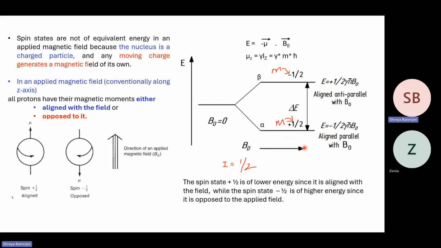And this will be in the same direction as the applied magnetic field. And for the other energy level, where m is minus half, this minus sign and this minus sign will cancel out, and the net energy will become half gamma h bar B0, which is the higher energy level. So between these two energy levels, you can see the magnitude is the same, but the negative one definitely has lower energy. And we often call these alpha and beta.